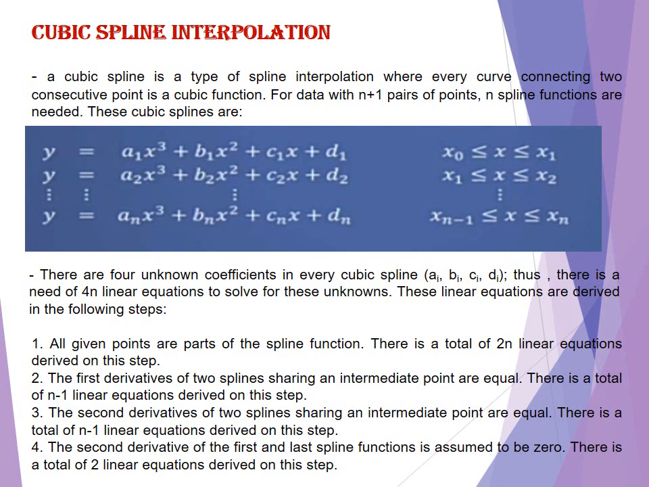The fourth step is that the second derivative of the first and last spline functions is assumed to be 0. So there is a total of 2 linear equations derived in this step.